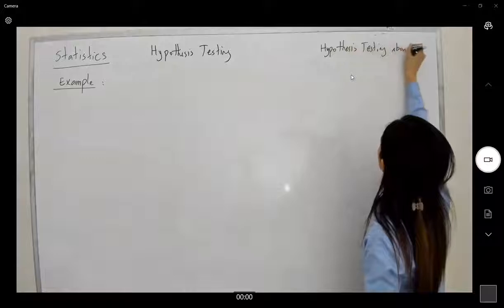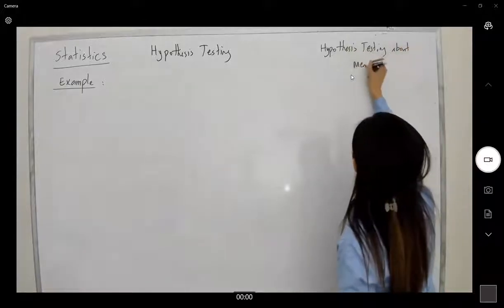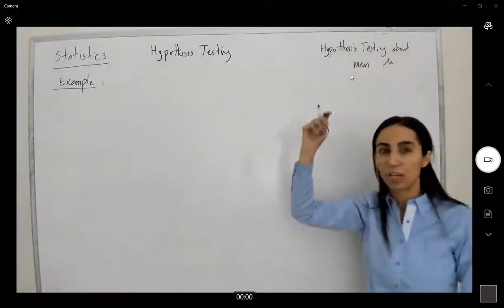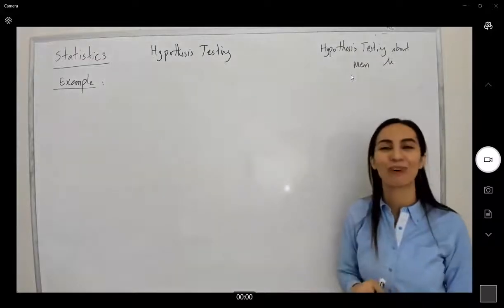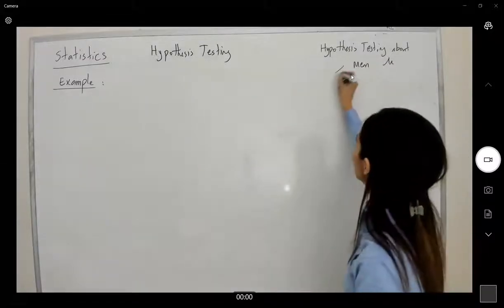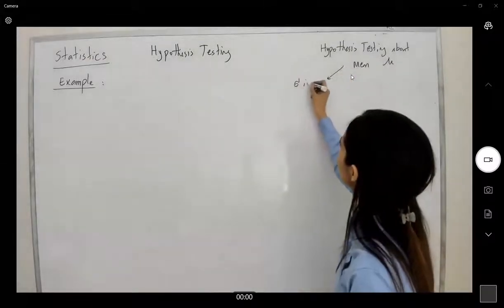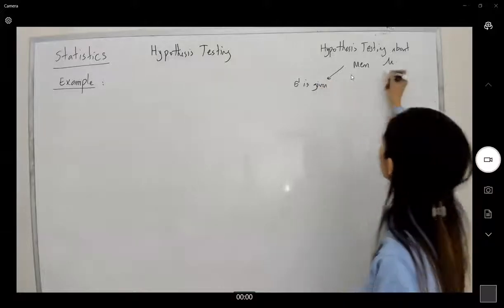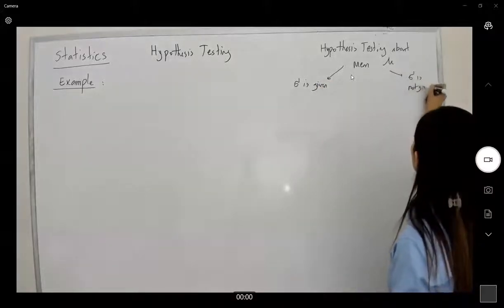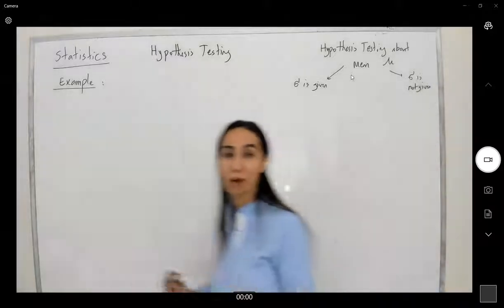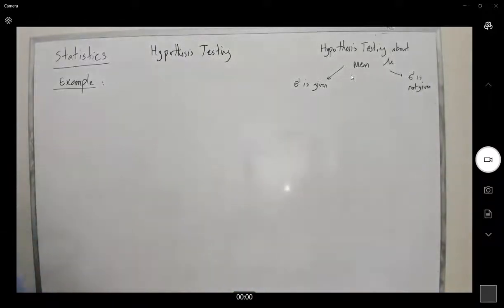Testing about mean of the population. So our very first step is to see if sigma is given to us or not. If sigma is given or sigma is not given, which case is that? Do we have our sigma, everyone? Yeah, we have sigma. Very good.